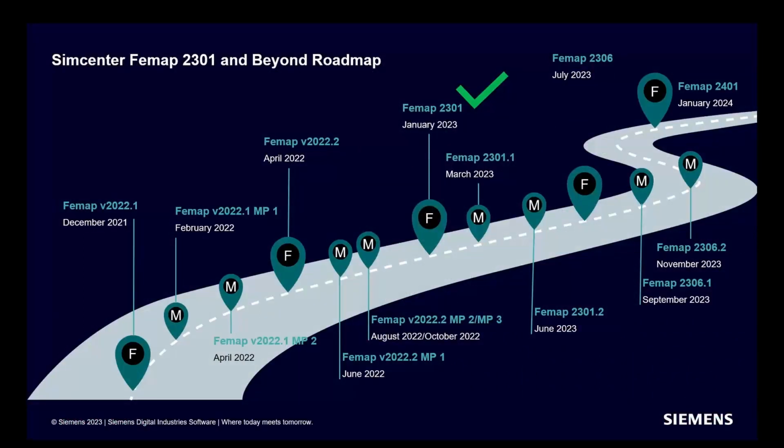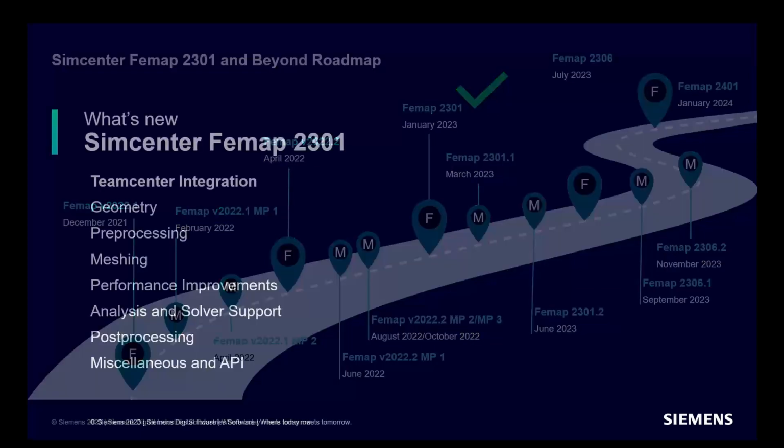So where are we on the product roadmap? Right now we are at Femap 2301, and yes, you will notice that they have switched naming schemes. 01 means January, 23 is obviously the year, so that seems to be the naming convention moving forward. And it looks like the 2301.1 is probably just a maintenance pack. I would keep an eye out for the maintenance packs, because they generally are pretty useful and improve the stability of Femap. That's something we've definitely noticed with the maintenance packs.